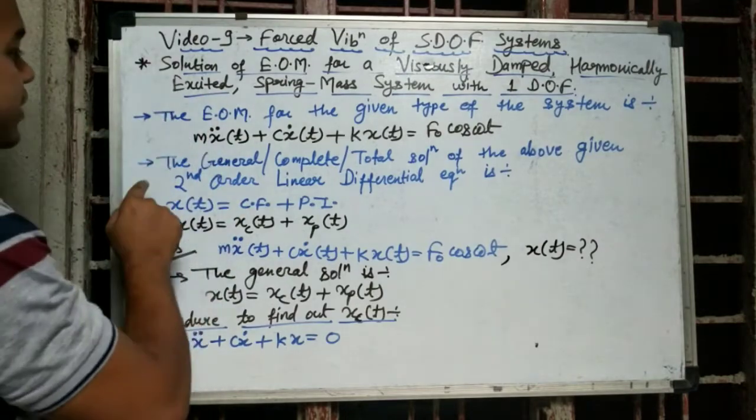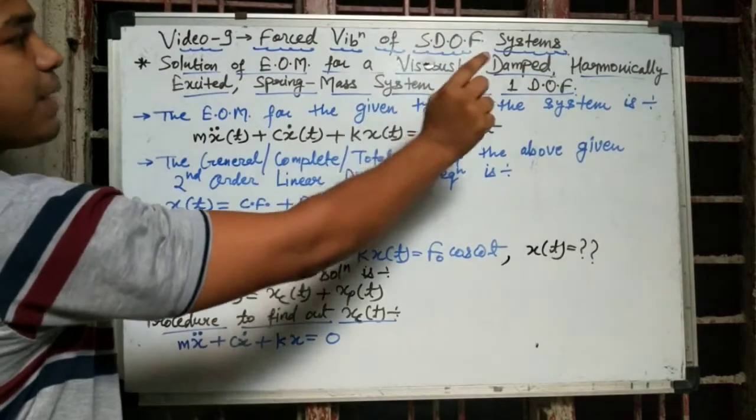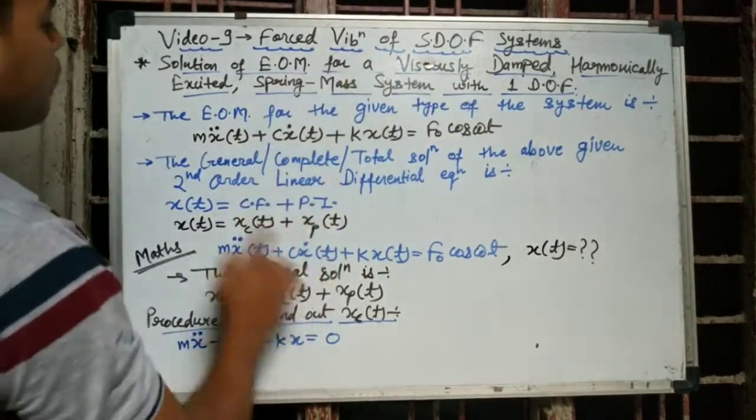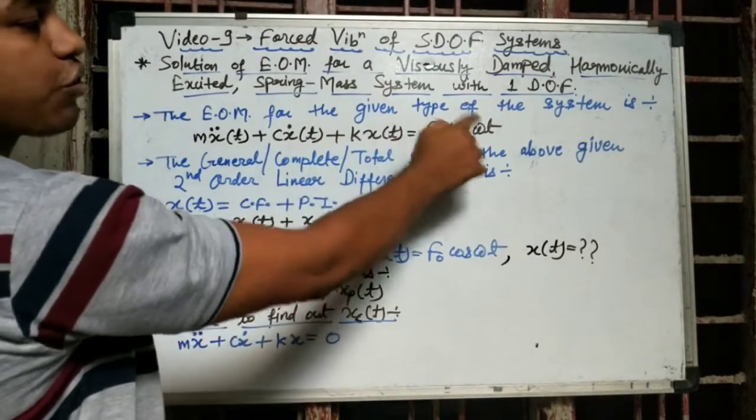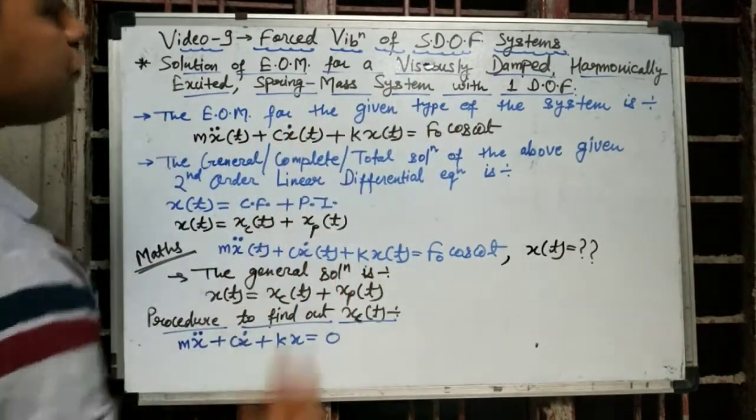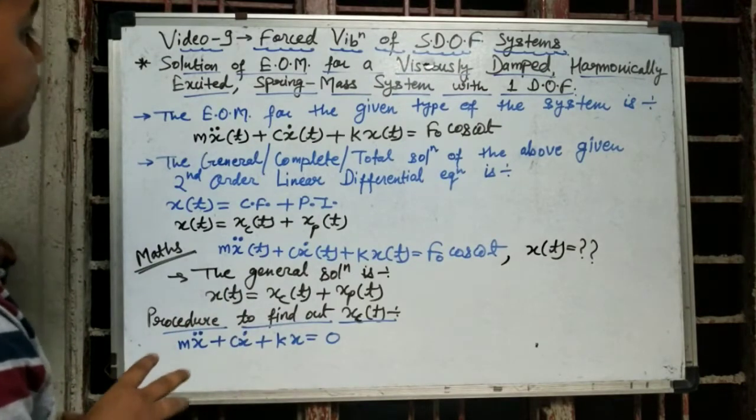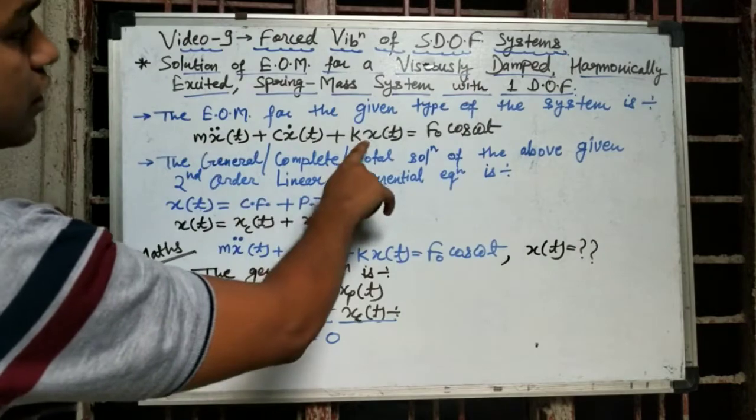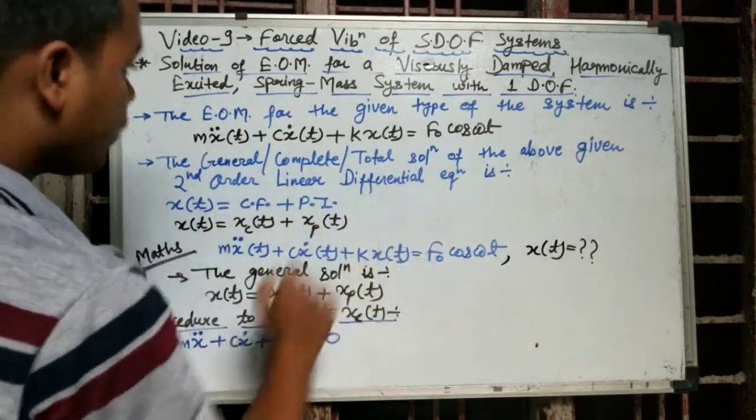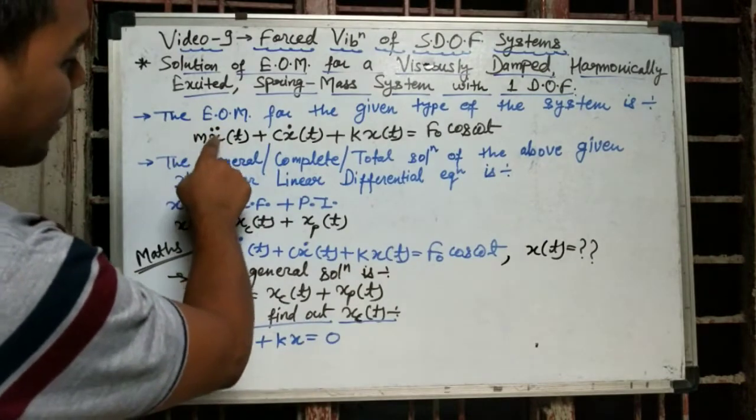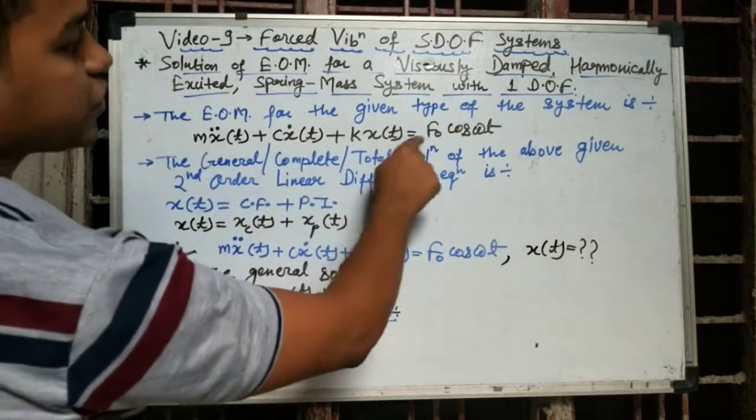So from the 8th video, you can remember the equation of motion for the viscously damped harmonically excited spring mass system was m x double dot plus c x dot plus k x equals F naught cos omega t. This was the equation of motion. Now from a mathematics point of view, we know that it's a second order linear differential equation. What is the meaning of x double dot? d square x by dt square. That means it's a second order linear differential equation.